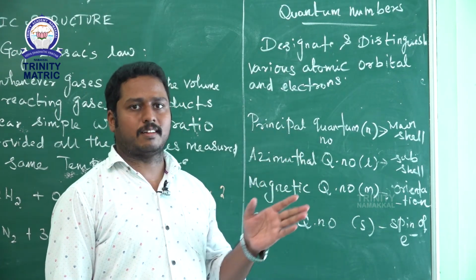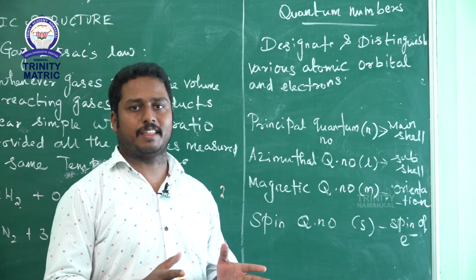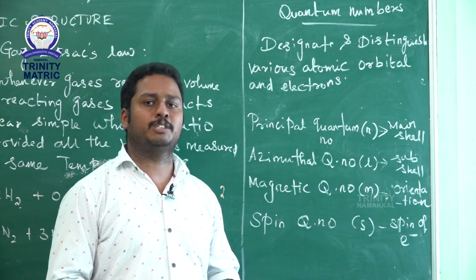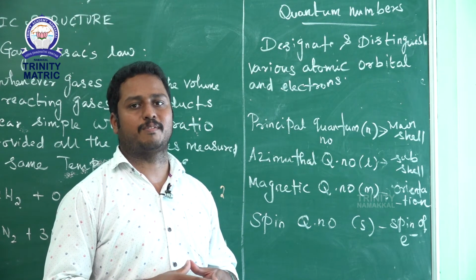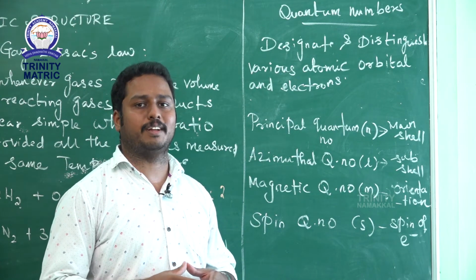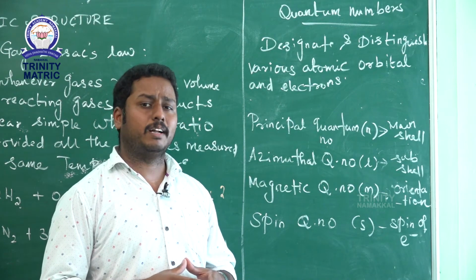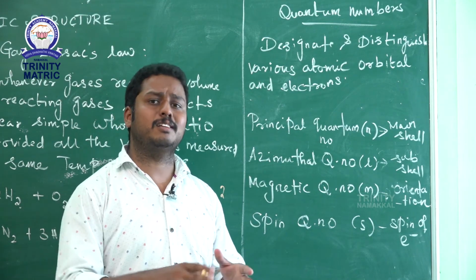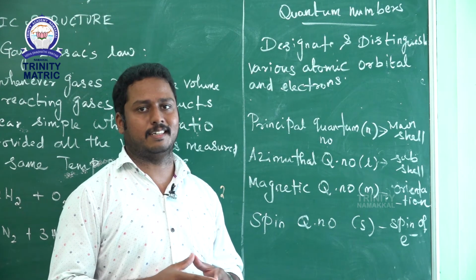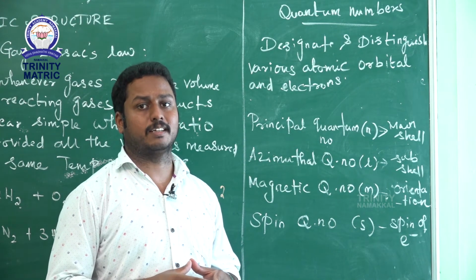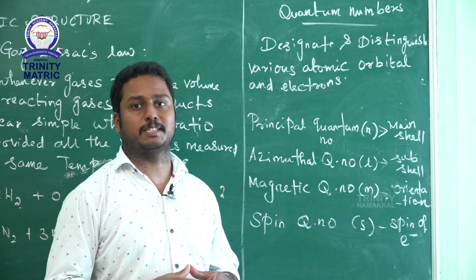You already know the main shells K, L, M, N. The arrangement of electrons follows the formula 2n square. Using 2n square, we can easily find the maximum number of electrons in a particular shell. But in an atom, subshells are also available. In this lesson we don't discuss the subshells, because in higher studies, in 11th and 12th, you will definitely study about subshells.